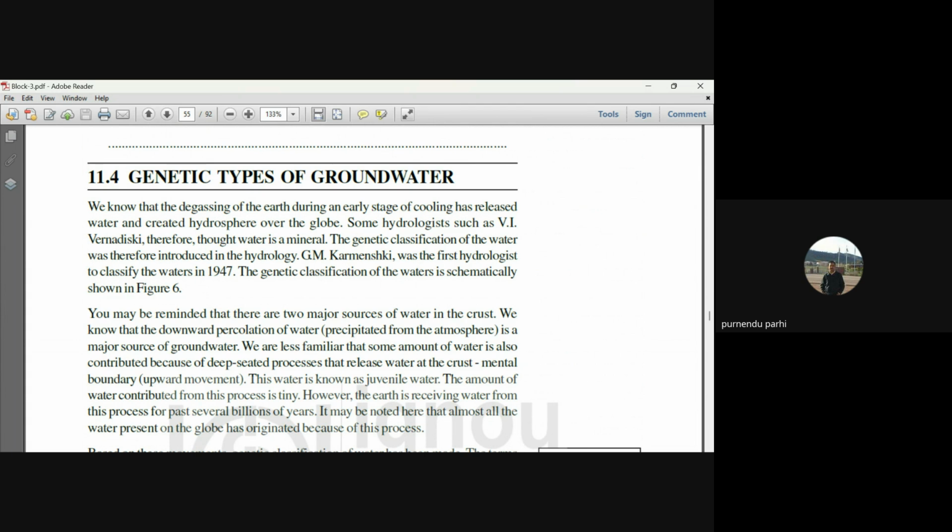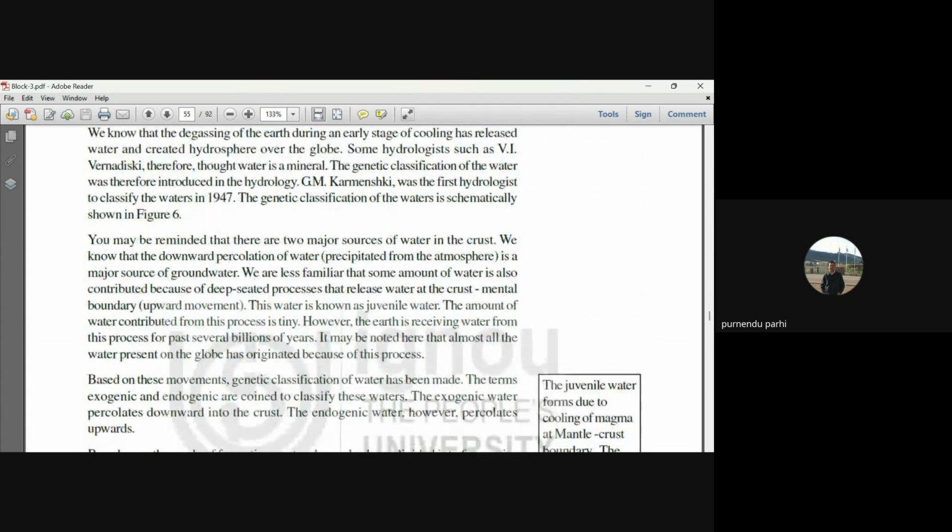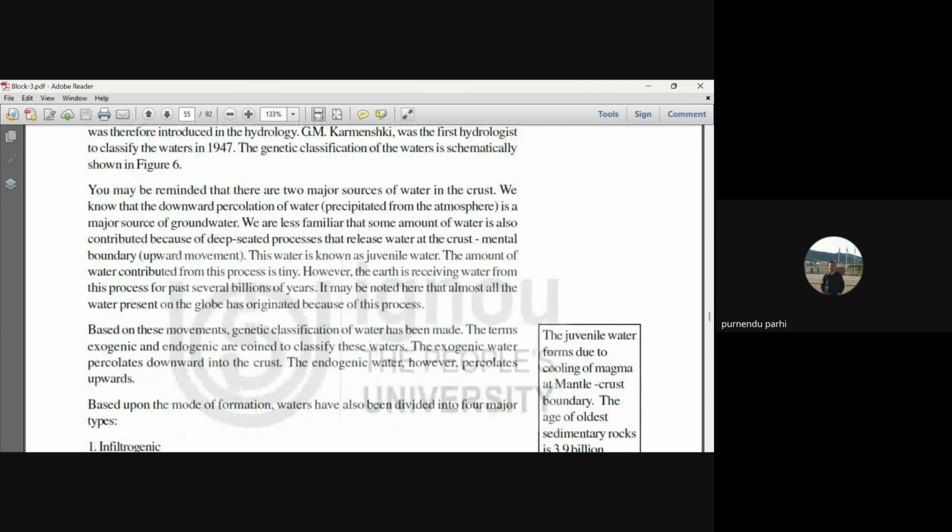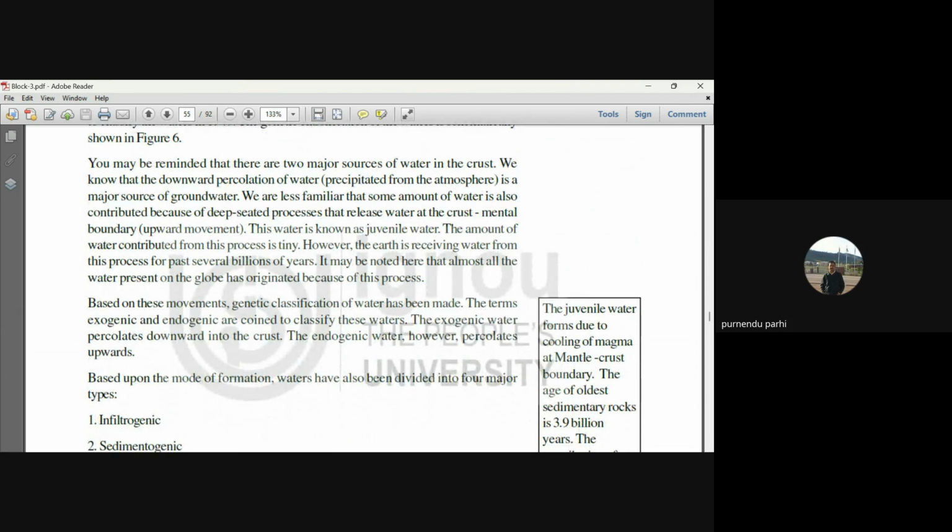You may be reminded that there are two major sources of water in the crust. We know that the downward percolation of water is a major source of groundwater. We are less familiar that some amount of water is also contributed because of deep seated processes that release water at the crust.